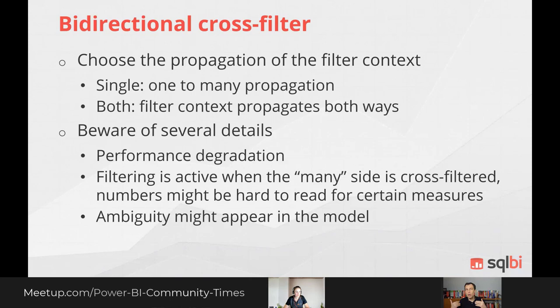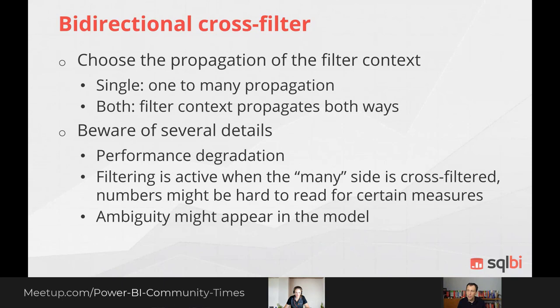The best practice is to not enable the bidirectional filter in the model, but to enable the bidirectional filter only in DAX code. Conceptually, if you have a bidirectional filter applied to the model, any calculation always propagates the filter in both directions over that relationship.